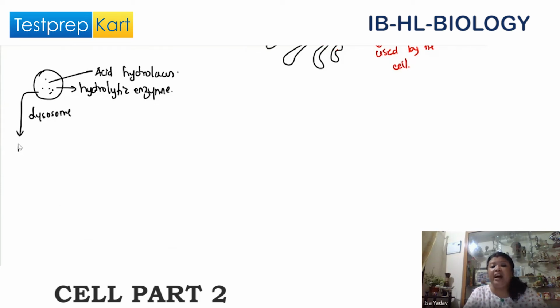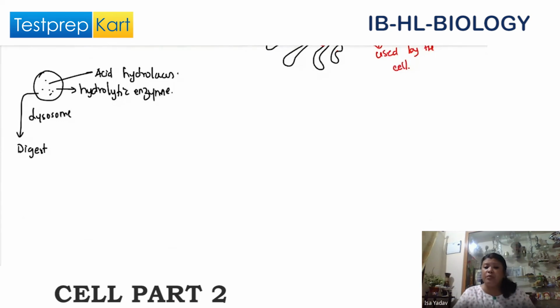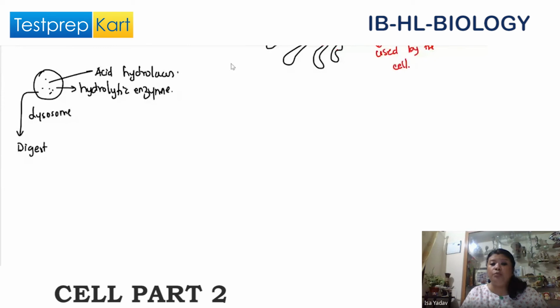They will digest the cell. See why they're called suicide bags. This is very, very simple. A cell is old. Our cells divide, they grow old and they get destroyed. Now the cell is old. The cell has to be destroyed. So we have a cell here, we have a nucleus here, and we have this lysosome.